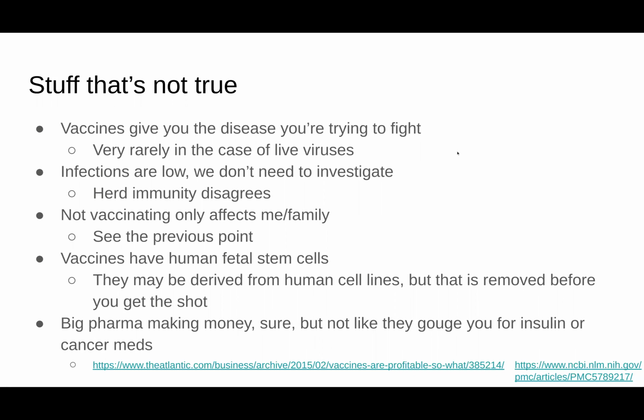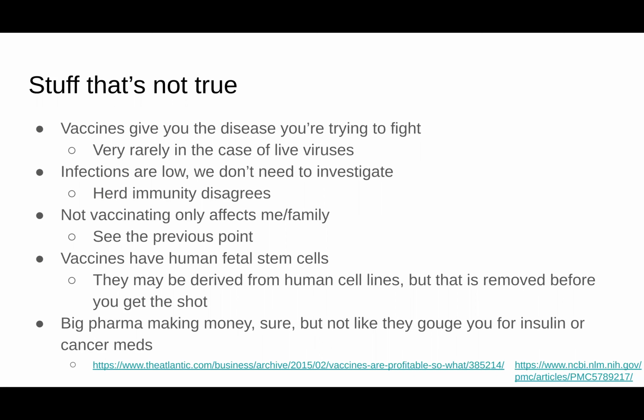People also like to say infections are low, so we don't need to investigate. Herd immunity works to keep those infection rates low. Measles is low in the population because of herd immunity. And the herd immunity only exists because of vaccines. But again, many diseases are on the rise again. So we need to keep vaccination going to keep them down.